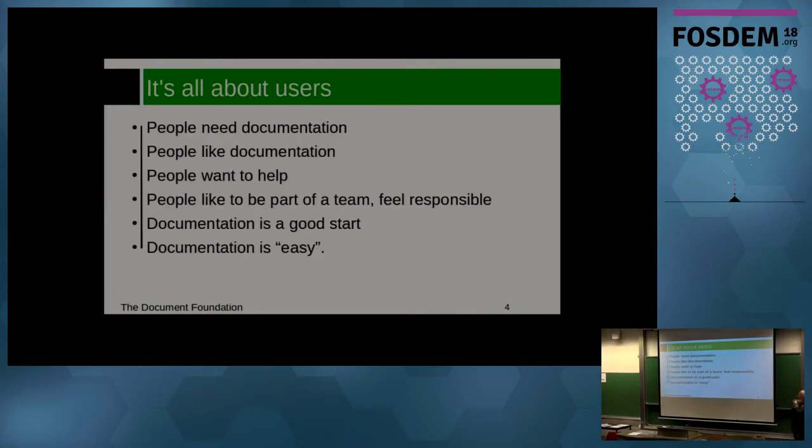So essentially, from the user point of view, what is it that we want? We need documentation. Like I said, it's a complex application. It's something that people really like. In terms of a community, documentation is perceived to be one of the easiest ways to join an open source project. People want to help. People like to be part of the team. This is something that I perceived in some cultures. People like to be part of a team and contribute, so it's a good opportunity for them. They like to feel responsible. And documentation is a very good start because it's perceived to be quite easy to jump in.